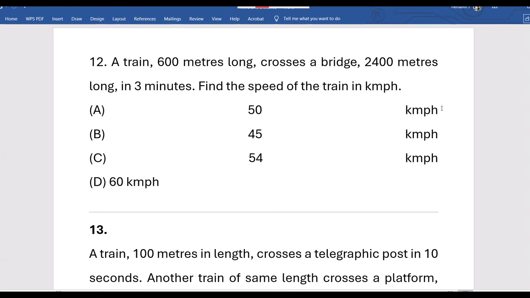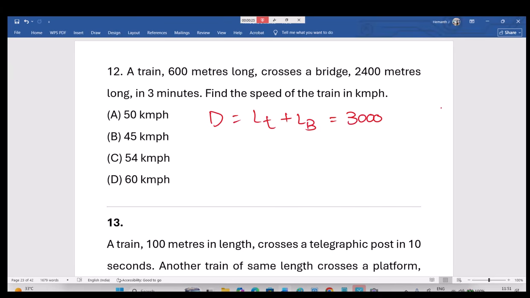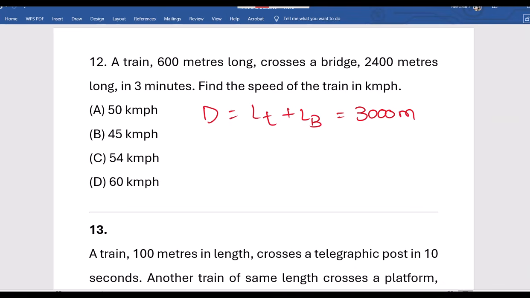The question is a bit easy one. So, train crossing a bridge. What is the distance here? When a train crosses a bridge, what should be the distance? Length of the train plus length of the bridge. Here both are given. So 3000 meters, which is nothing but 3 kilometers. Right? And time is 3 minutes.